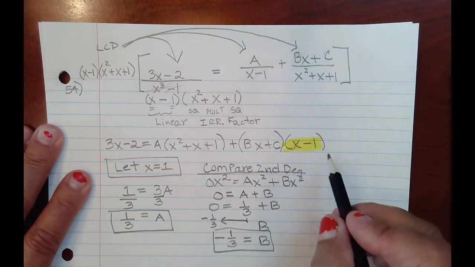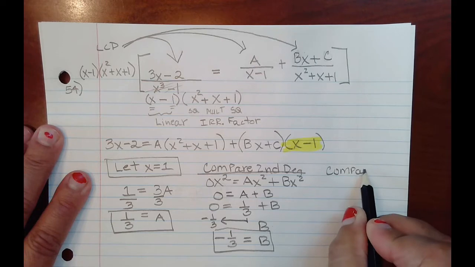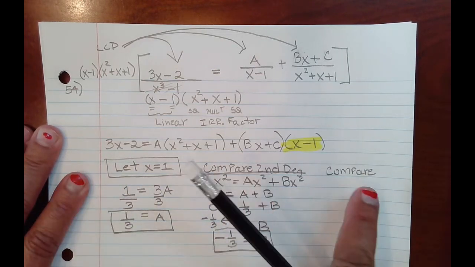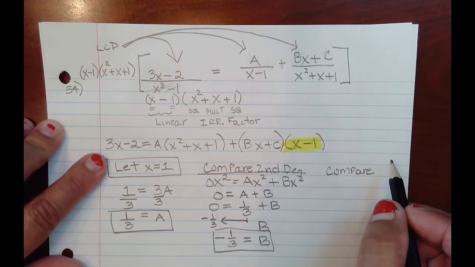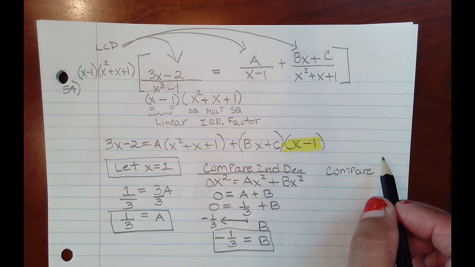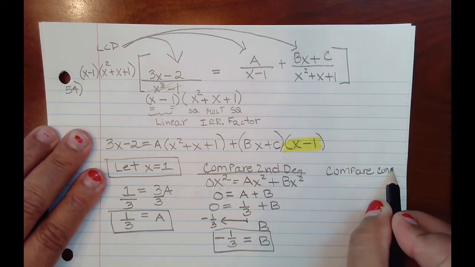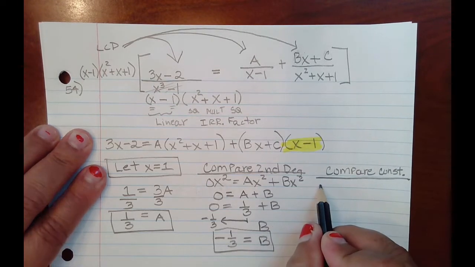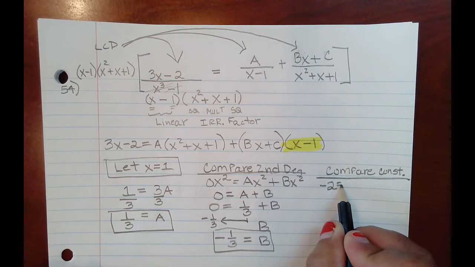So I'm going to compare constants. And it's just easiest to go after the highest degree in the equation and the constant. I mean, sometimes if the problem's hard enough, you're going to have to compare all degrees to get all the values that you want. So I'm comparing constants. And I have a constant, like I said, of -2 on the left-hand side.